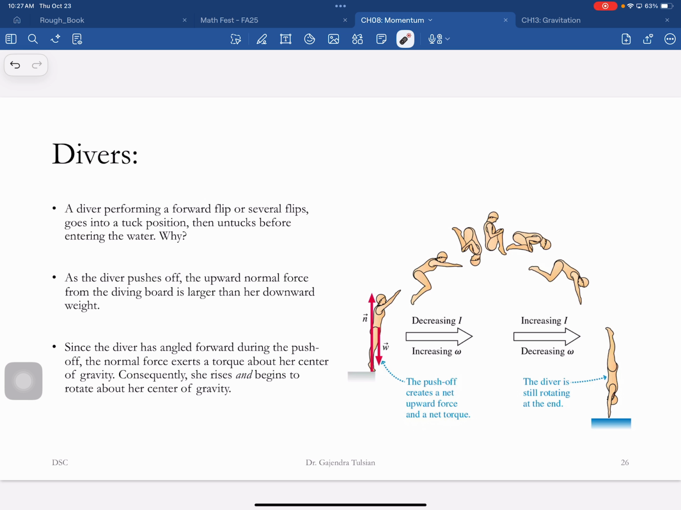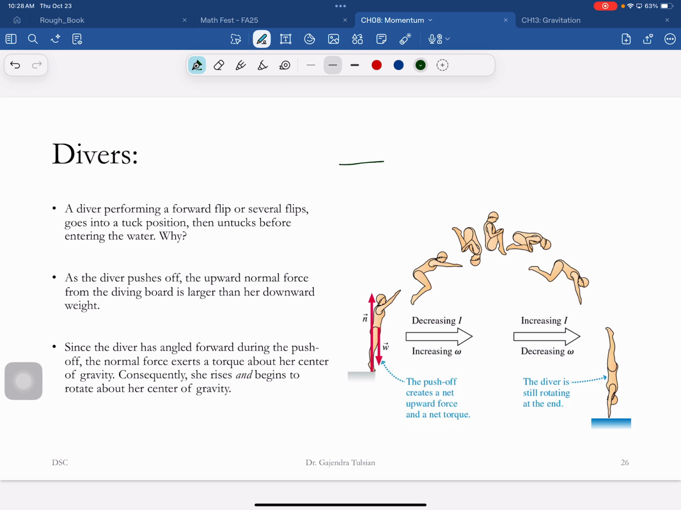So here's a diver. Now you might have seen competition like this. The diver will jump off from the board. In some competitions, you have to spin 3 times and go in the water, and sometimes you only have to do 2 spins and go into the water. So how do you do that? Here's what happens.